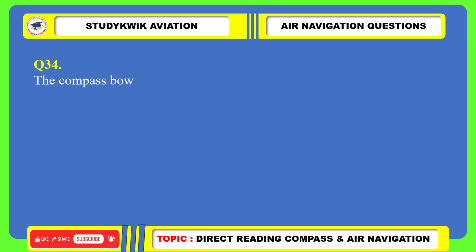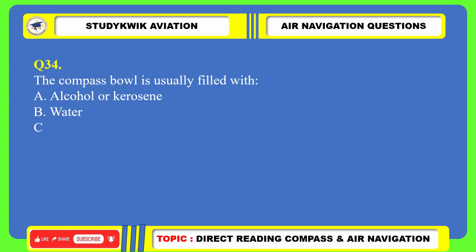Question 34. The compass ball is usually filled with alcohol or kerosene, water, oil, mercury.